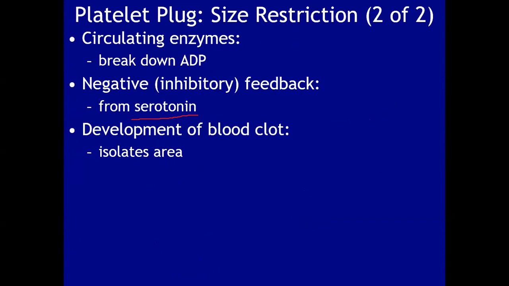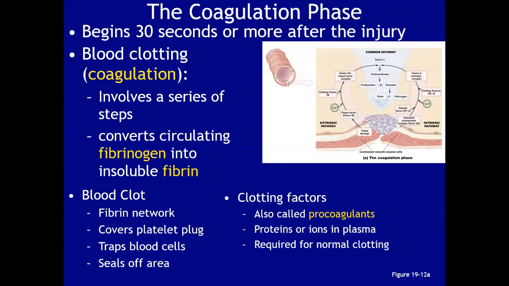Okay, and we see that like circulating enzymes that are inside the bloodstream. Serotonin is released here, and that forms a negative feedback on the size of this platelet plug. Says, okay, we need to stop this. Okay, stop it. Don't continue to grow. We've isolated the area. We've got a clot in that area. We've stopped the flow of blood outside the body. It's not leaving the body anymore.